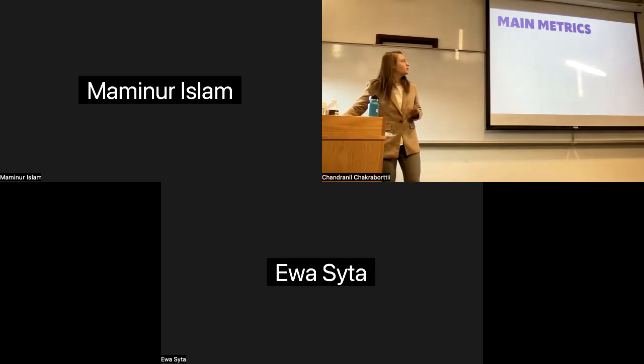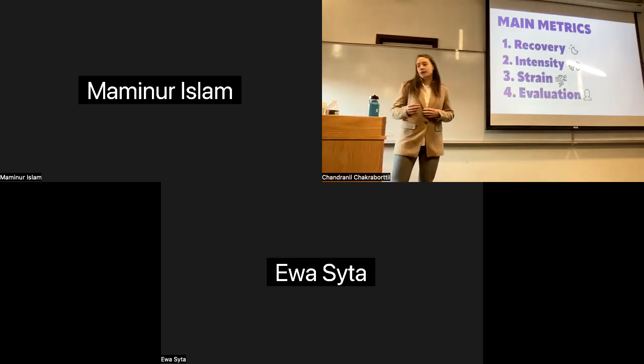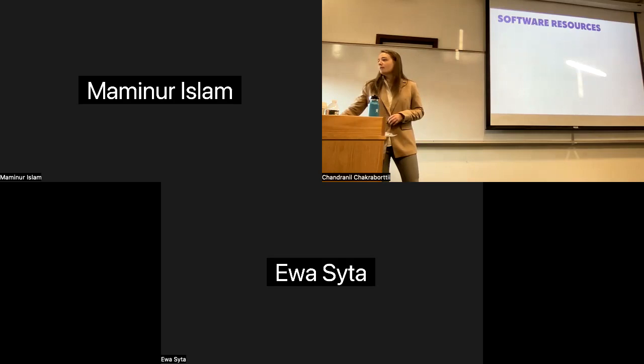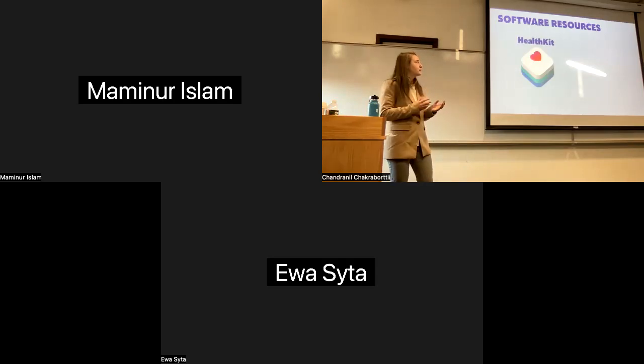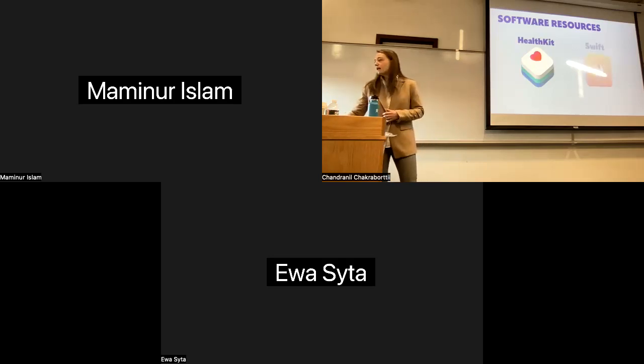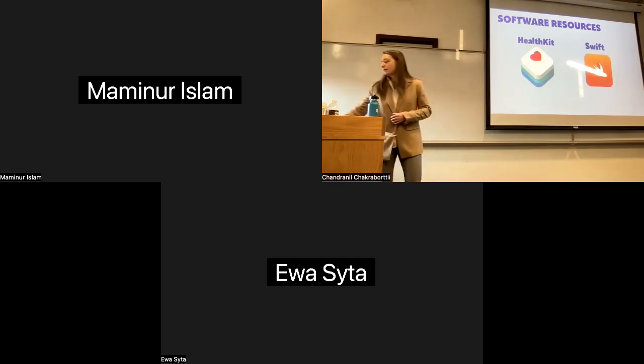So the main metrics that I'll be tracking again will be recovery, workout intensity, strain, as well as an evaluation of these three metrics over a week's worth of time. The software resource that I'll be using will be HealthKit, which is Apple's health database. Anytime that you're wearing your watch, that data is being written to this database and can be displayed for all iPhone users in your Health app. I also will be using Swift, as that's Apple's development software.